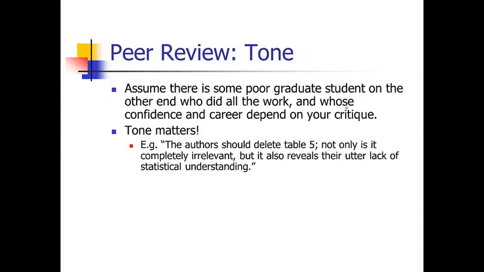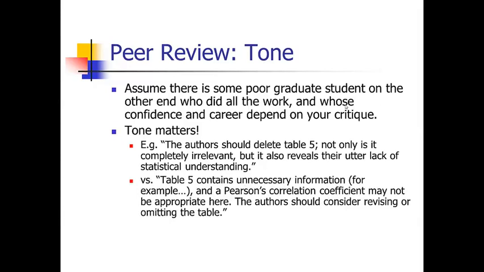So, for example, you could say something like, the author should delete Table 5. Not only is it completely irrelevant, but it also reveals their utter lack of statistical understanding, right? That's a very harsh way of delivering a criticism. Compare that to, Table 5 contains unnecessary information.